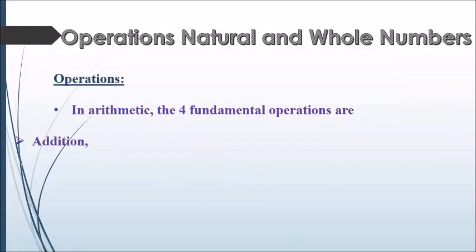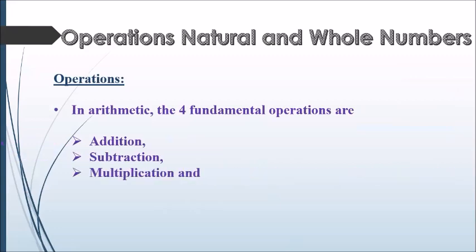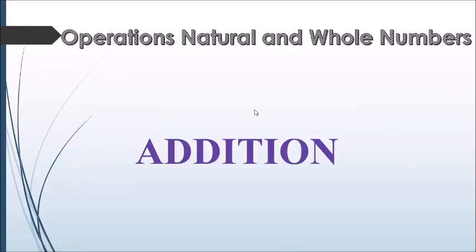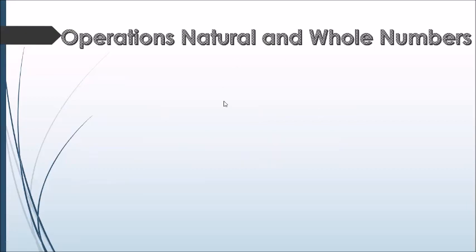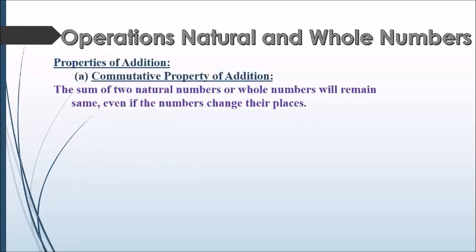After that, we started these four operations: addition, subtraction, multiplication, and division. Now, this is the most important part of chapter 2, okay? We were doing the properties of addition, subtraction, multiplication, and division. Now, the first, we are going to start with addition. The first property of addition was commutative property of addition.